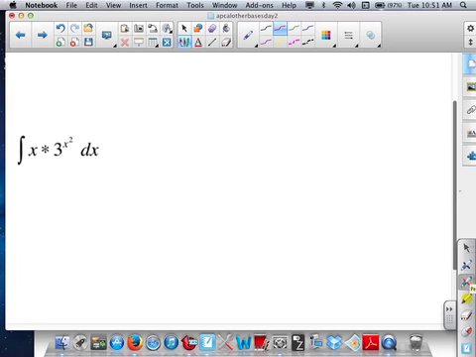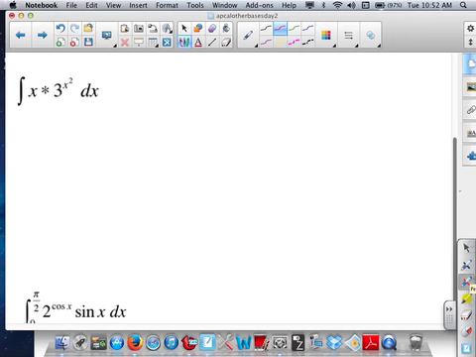For this one, we can see we've got more to it, don't we? We have x times 3 to the x squared. You could probably anticipate that we're going to have a u substitution in this one. Let u be x squared. du would wind up being 2x dx. To make it match up with the problem, we'll say half of du equals x dx. So we've got a little substitution going on here.